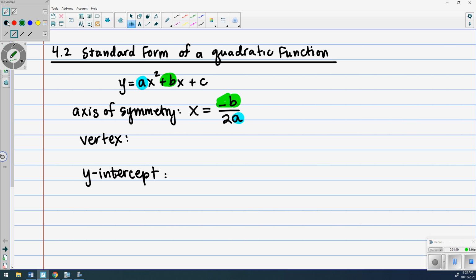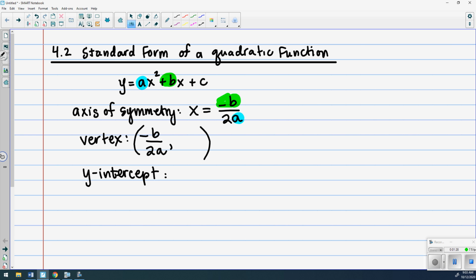All right, once you've found your axis of symmetry, then that is actually the x-coordinate of your vertex. So that just feeds into the vertex. Now to find the y-coordinate, you evaluate the function at negative b over 2a. So what you do is you plug in x into the function and you solve for y.